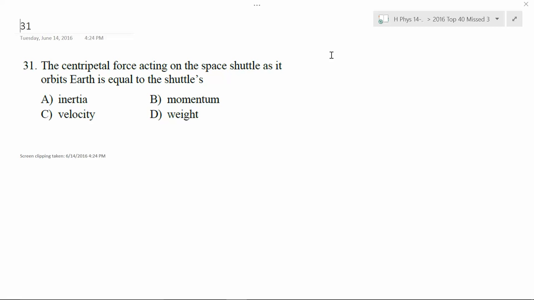31. Centripetal merely describes a direction. It is not an actual force. So I will attempt to draw the Earth. I will attempt even more laughably to draw a space shuttle. Nope, I'm not going to try that. This is now the space shuttle.